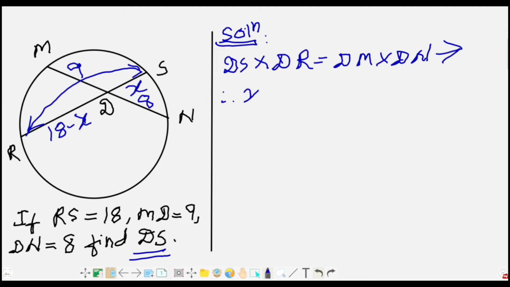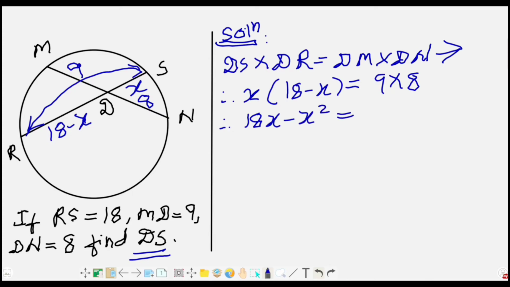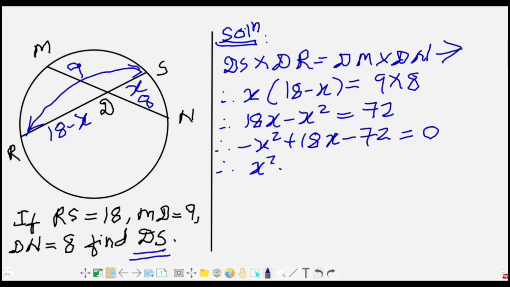Now your DS is X. This is 18 minus X. And this is 9 into 8. When you multiply, it will be 18x minus x square equal to 72. So minus x square plus 18x, when you transfer 72 to this side, you will get the equation like this. It's a quadratic. The first term should never be negative. Change the sign of the whole equation. Negative will become positive. Positive will become negative. You will get the equation like this.